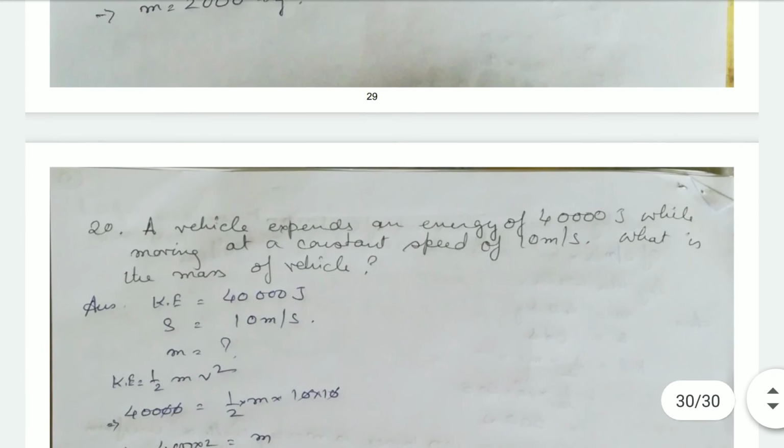A car expends an energy of 25,000 joules while moving at a constant speed of 5 meters per second. What is the mass of the car? So kinetic energy is 25,000 joules, v is 5 meters per second, mass we don't know, we need to find out. So K is equal to half mv square, and putting all the values in the formula, we get mass is equal to 2000 kg.